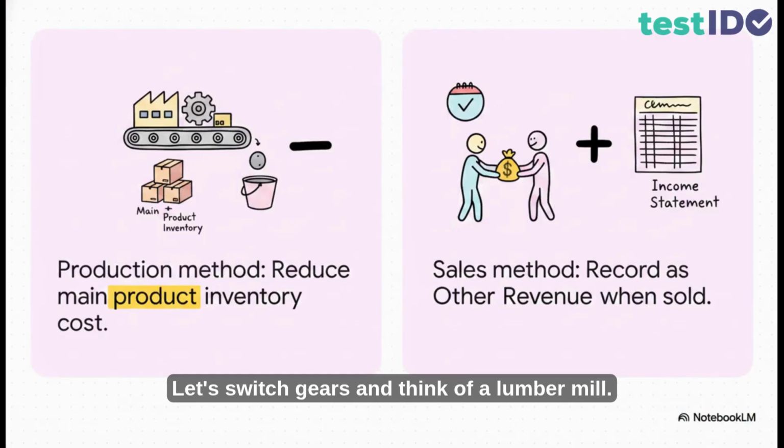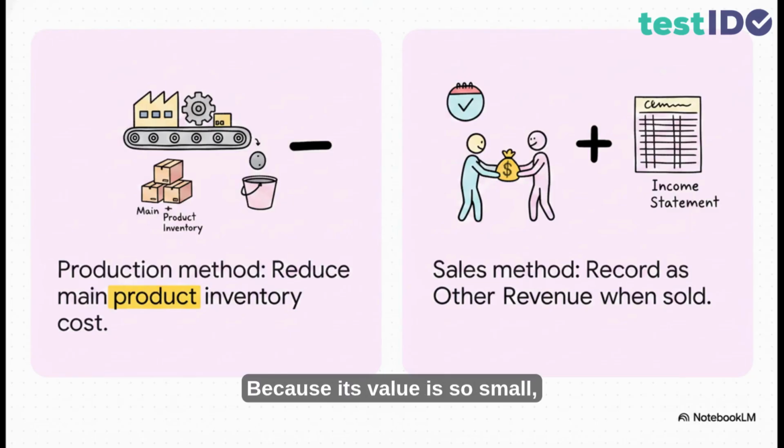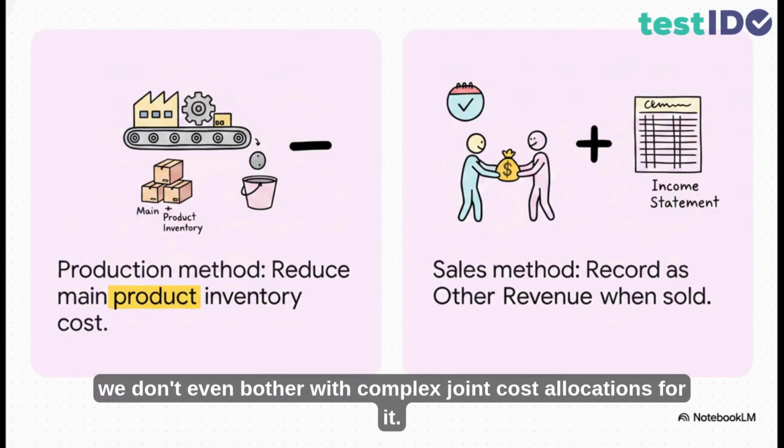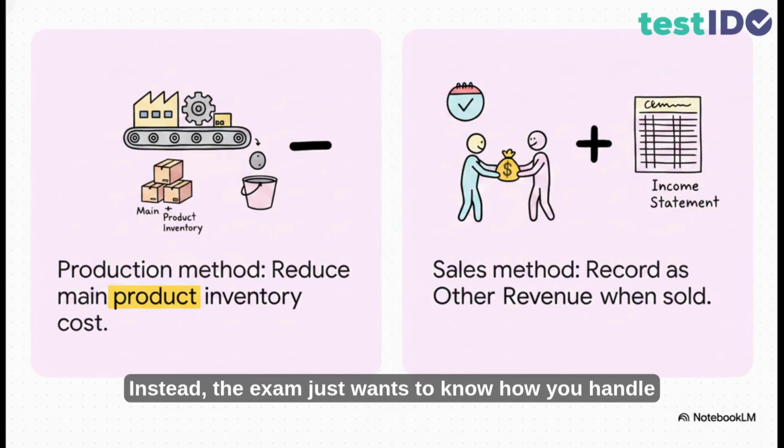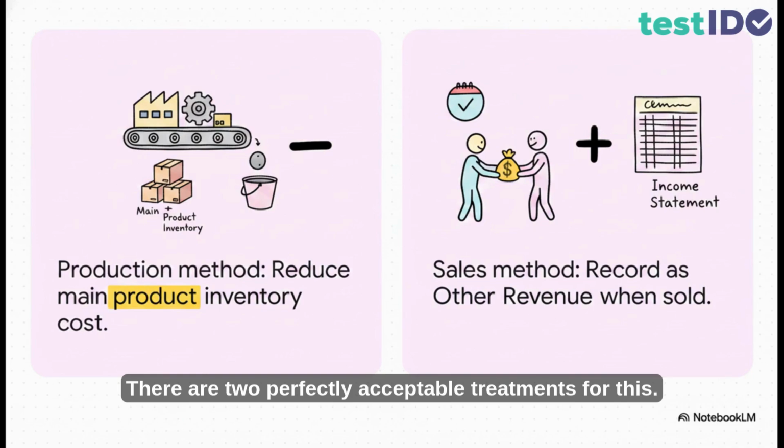Let's switch gears and think of a lumber mill. You're cutting timber, that's your main product, but you inevitably create a huge pile of sawdust. That sawdust is a byproduct with very minor sales value. Because its value is so small, we don't even bother with complex joint cost allocations for it. Instead, the exam just wants to know how you handle the tiny amount of revenue it does bring in. There are 2 perfectly acceptable treatments for this.